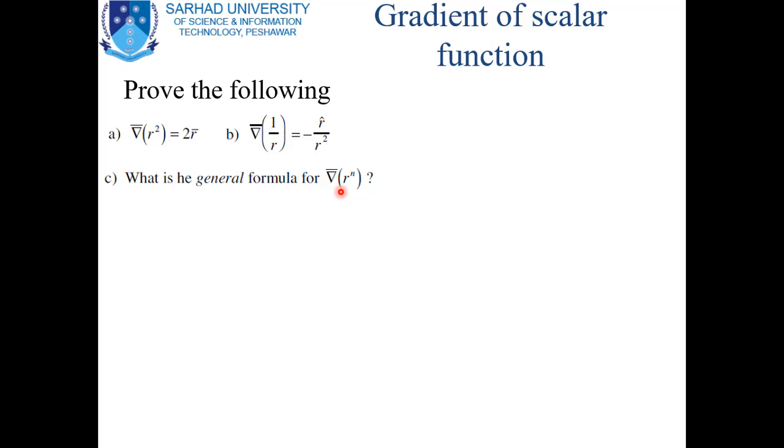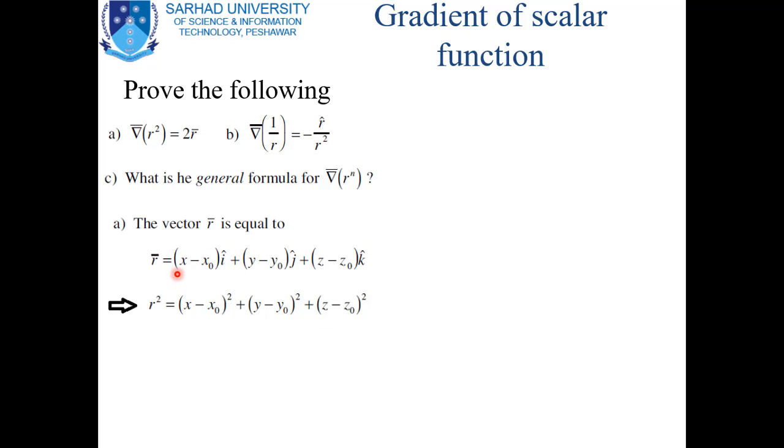Let's start. Our position vector in the Cartesian coordinates is r vector equal to (x minus x naught) i plus (y minus y naught) j plus (z minus z naught) k. And for the magnitude of this position vector, we just take the square of the components of i, j and k, and we have (x minus x naught) square plus (y minus y naught) square plus (z minus z naught) square.